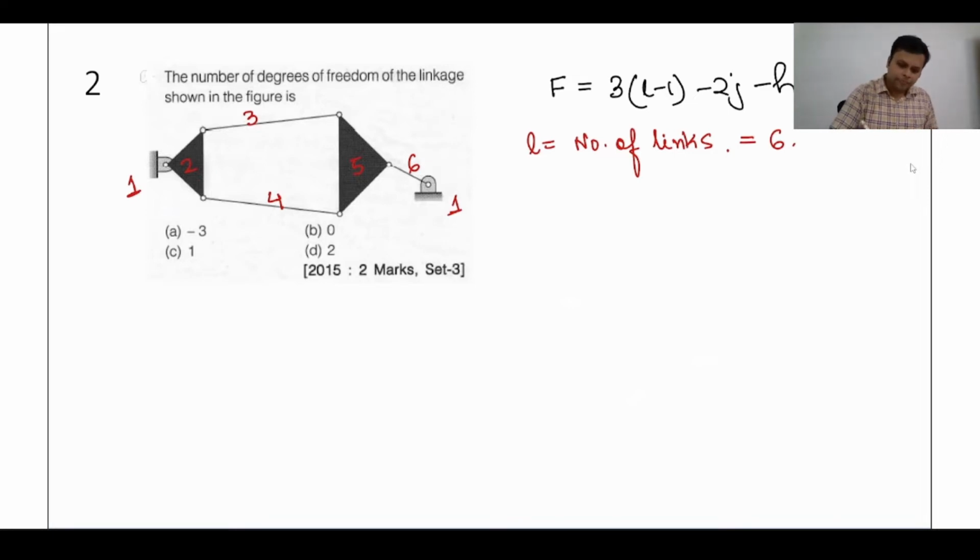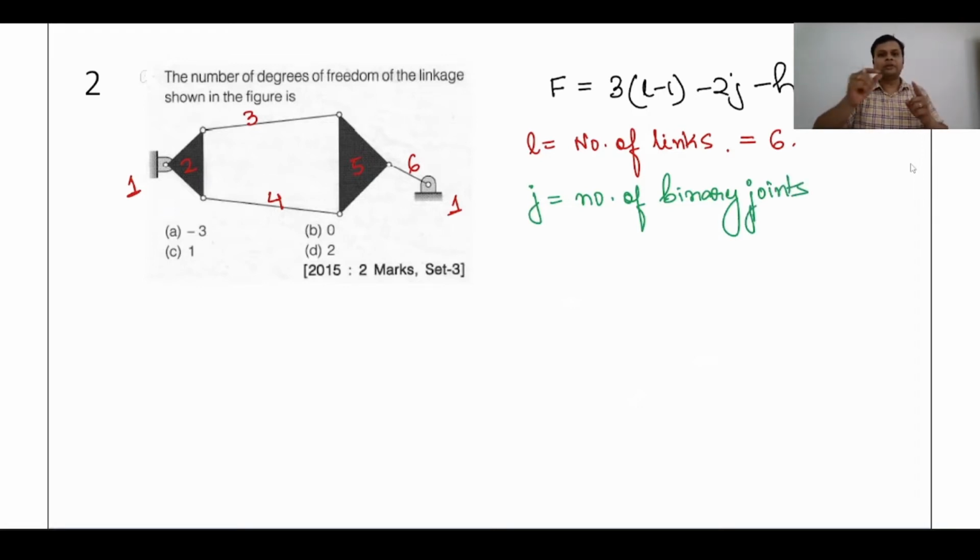What is J? J is the number of binary pairs, or binary joints. So what is a binary joint? Wherever two links are meeting each other, that is known as a binary joint. If 3 links are meeting at a joint, it is known as a ternary joint. If 4 links are meeting at a joint, it is known as a quaternary joint. So you have to find the number of binary joints here.